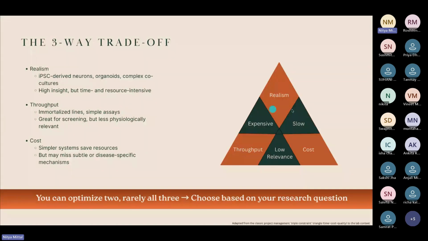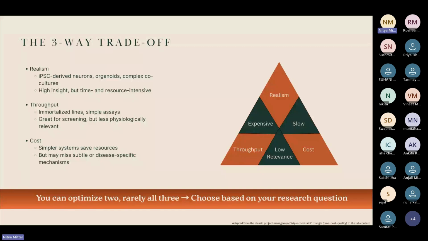And in a way where it sits in these three corners, you would realize that when we say realism, we are looking for high insight. How closely can the model mimic the actual human disease biology? When you're thinking throughput, you're thinking how many conditions you can test quickly. And when you're thinking cost, obviously you're thinking money, time, and expertise that would be required in order to make sure that your disease model is a success.